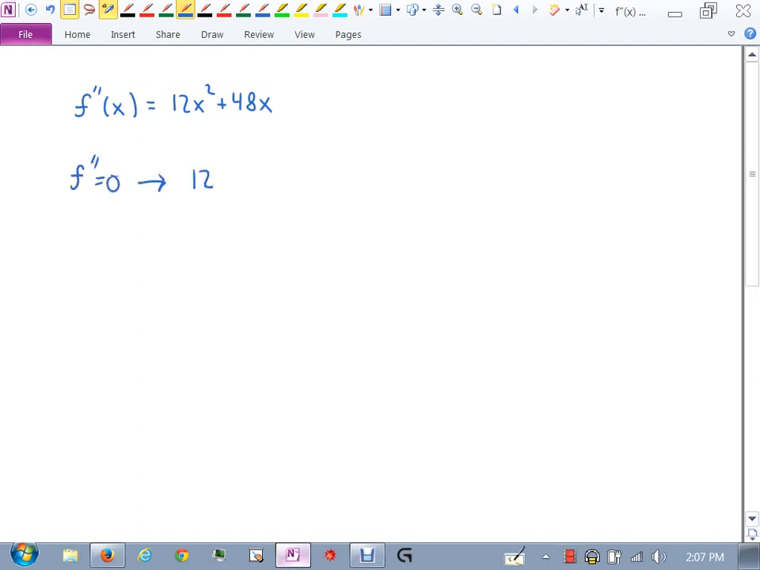Well, let's factor that. 12x comes out, x plus 4. That's not 2, that's 4. So I get two solutions: x is 0 and -4. How about where the second derivative doesn't exist? It's polynomial, so you don't even have to pay attention to that. Here's my number line.